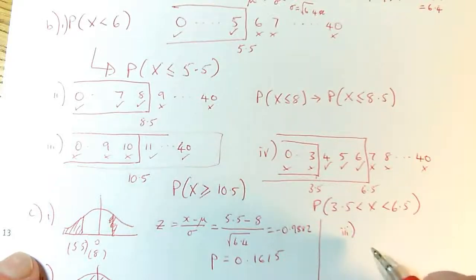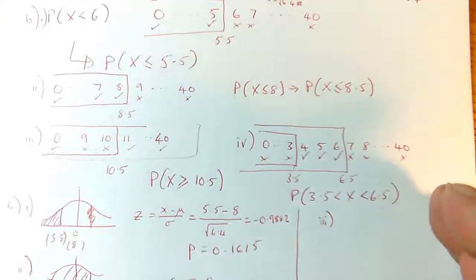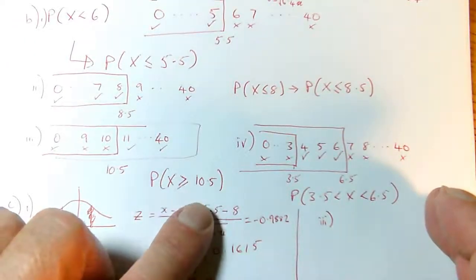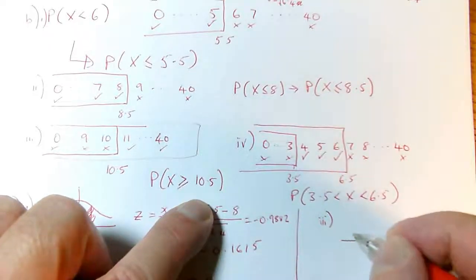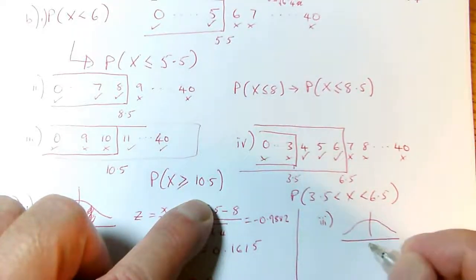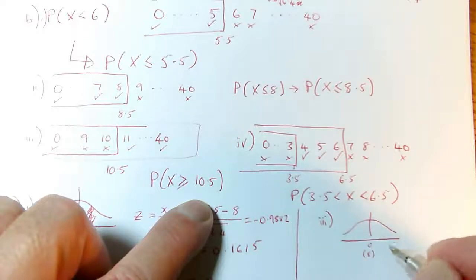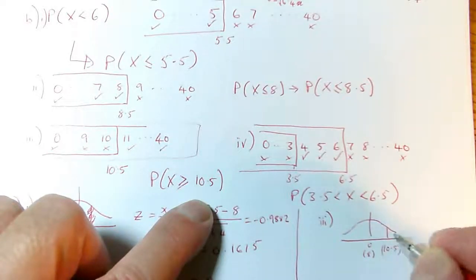Okay, part 3, we have got a diagram where we want to be greater than or equal to 10.5. We've still got 0 in brackets, 8 is the mean, still 8, but now we want to be greater than 10.5. 10.5 in brackets is over here, and we want to be greater than that, so I'm expecting a positive z value, but I need to get a probability of less than a half.